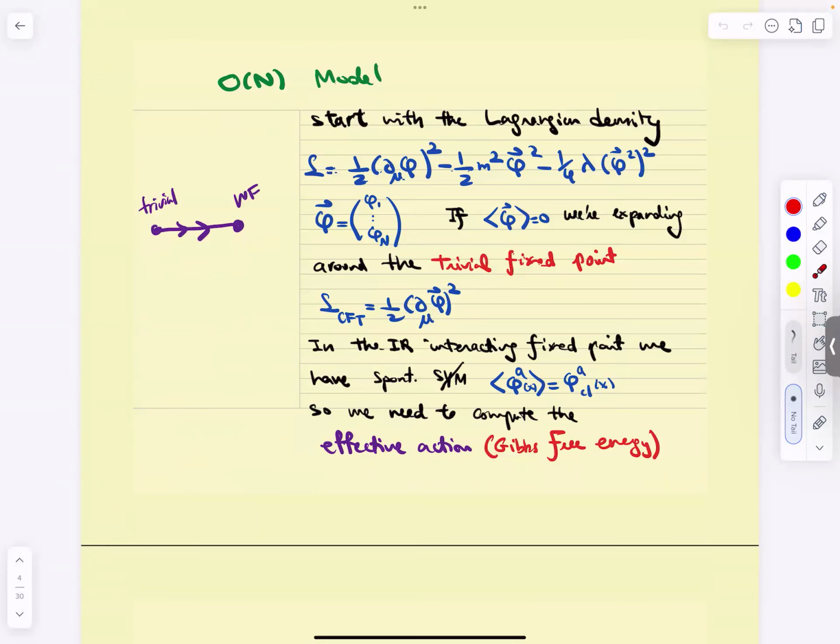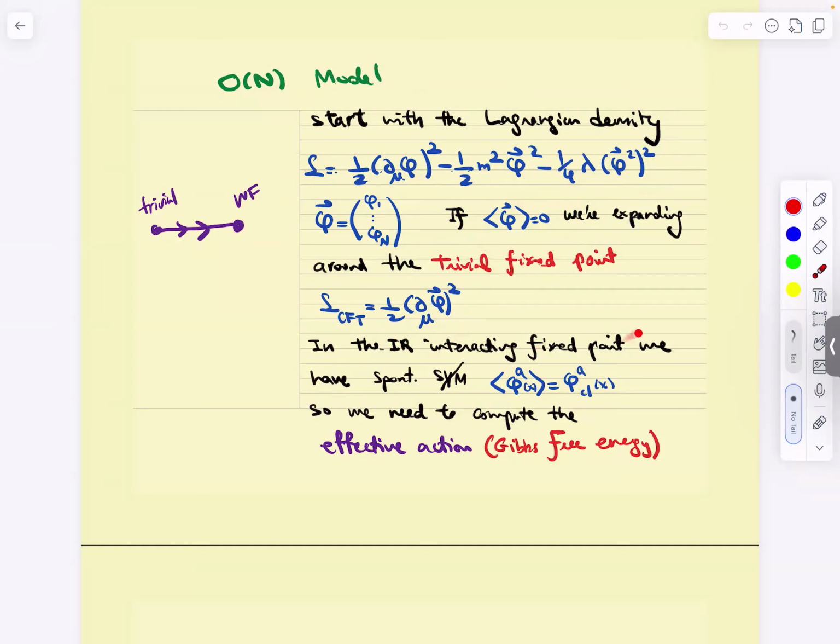So we talked about the O(N) model. This is when you start with some sort of Lagrangian density like this. There's an O(N) symmetry. The field is this vector. And we're expanding around phi equals 0, right? This is what the Lagrangian around phi equals 0 is. This is an expansion around the trivial fixed point of this theory. And in the IR, there will be spontaneous symmetry breaking.